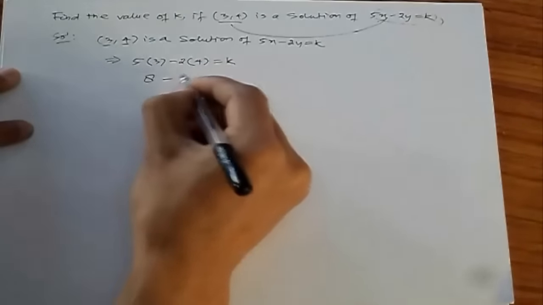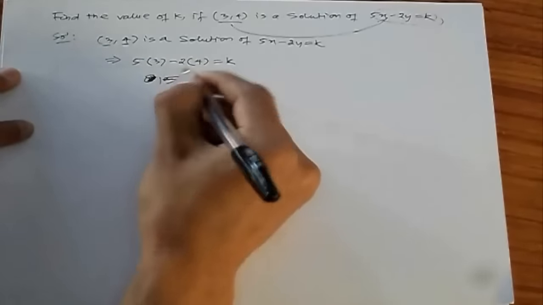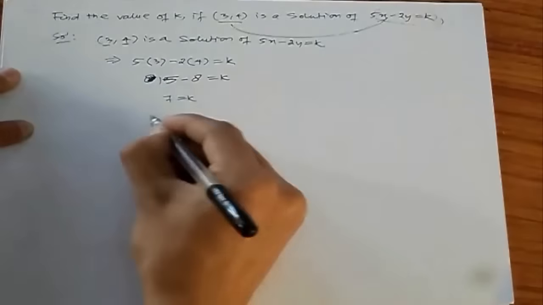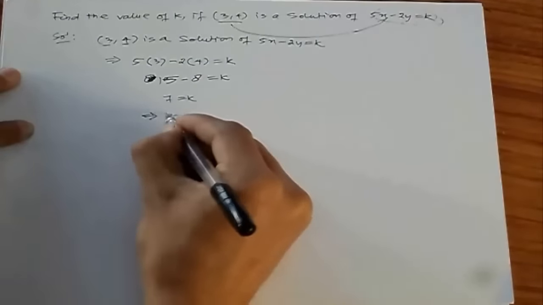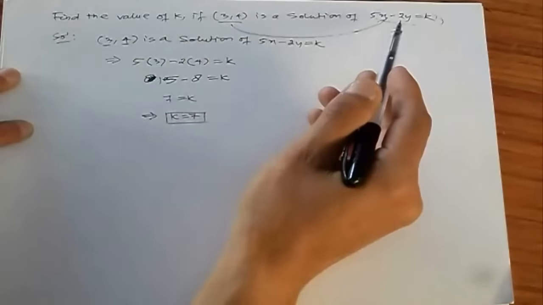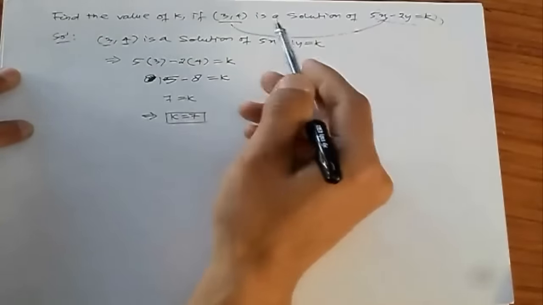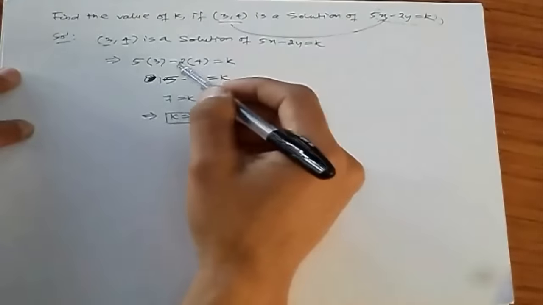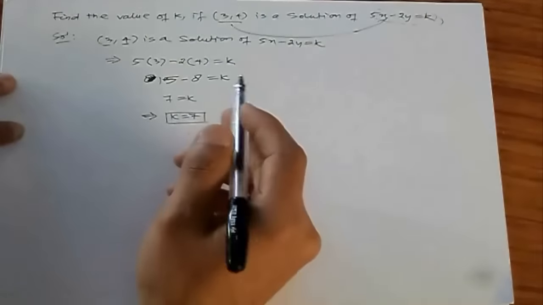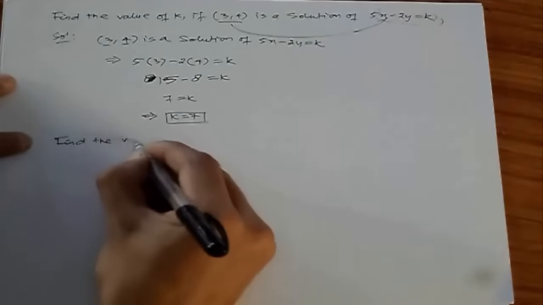5 into 3, it's 15, and 2 into 4, 8, equals k, so 7 equals k, so it implies k value is 7. Right, so when one ordered pair is a solution of a given linear equation in two variables, it means we are going to take x and y simultaneously and the equal to sign will be there, because it's already said that this is a solution. So solution means when you substitute, the left hand side and the right side become equal, so we get a k value.